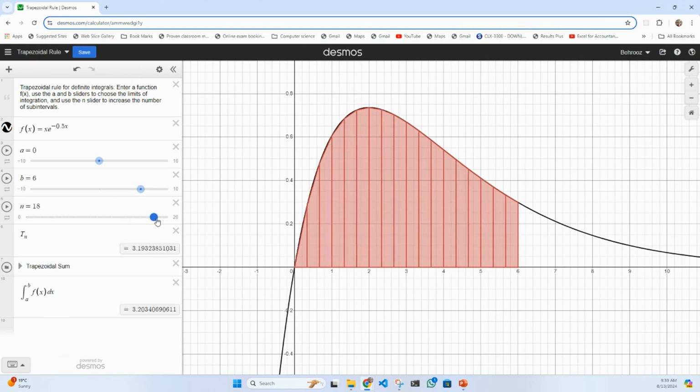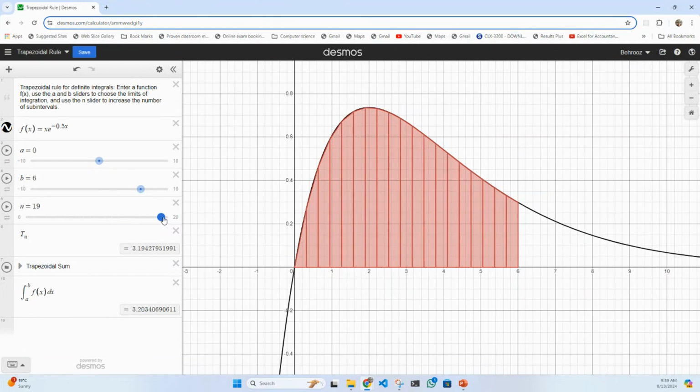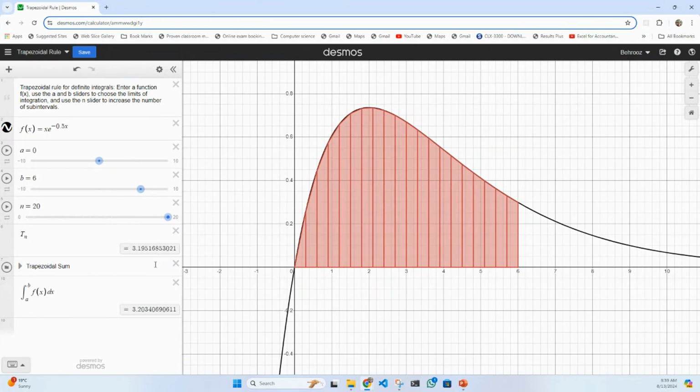And if we increase that number of trapeziums to 20, we will have 3.195, which to 3 decimal places is a very accurate answer.